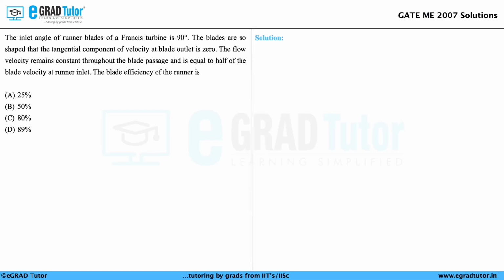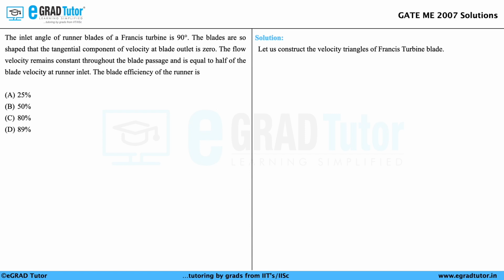The inlet angle of runner blades of a Francis turbine is 90 degrees. The blades are so shaped that the tangential component of velocity at blade outlet is 0. The flow velocity remains constant throughout the blade passage and is equal to half of the blade velocity at runner inlet. The blade efficiency of the runner is. Let's look at the solution.